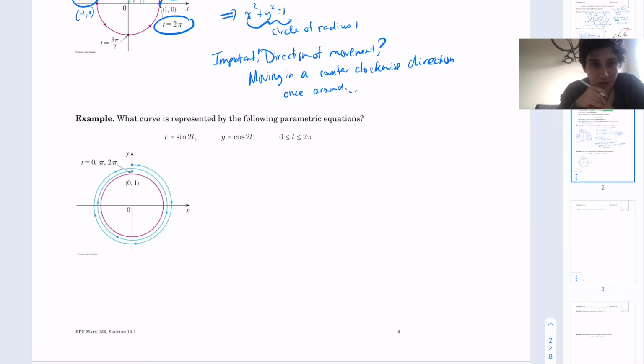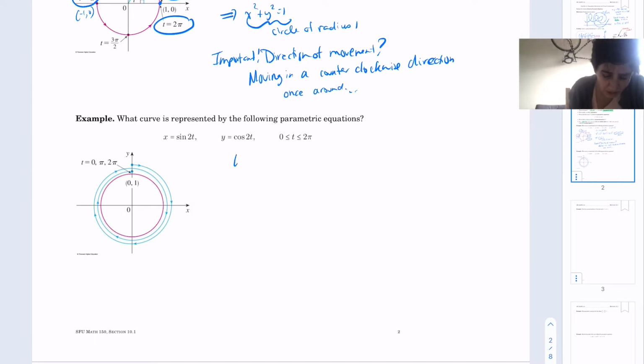Again, we have a picture to describe what's going on. What curve is represented by the following parametric equations? Well, it's a circle, okay? But let's be a little bit more careful. We need to talk about the direction of movement. Yes, it's drawn here, but maybe we need to step through this a little more carefully and convince ourselves, so that in the future, when the diagram is not given for us, we're able to argue this for ourselves.